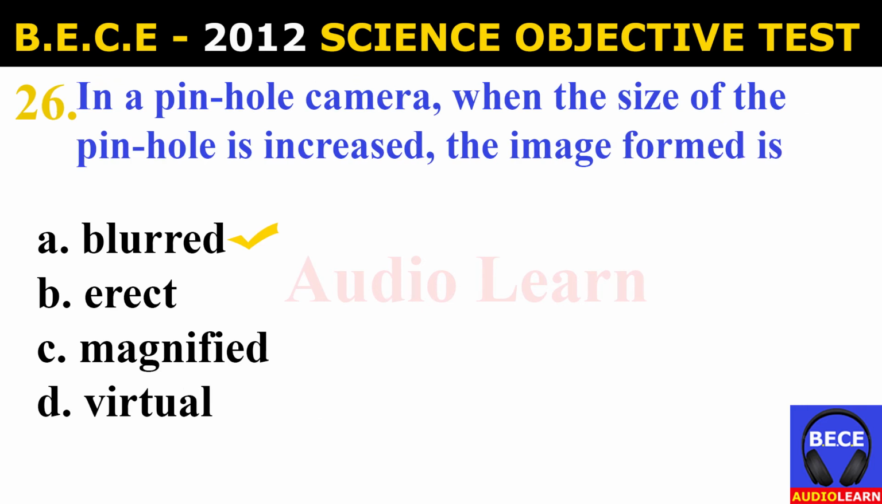Identification. Number 26. In the pinhole camera, when the size of the pinhole is increased, the image formed is A. Blurred. B. Erect. C. Magnified. D. Virtual. And the answer is A. Blurred. In the pinhole camera, when the size of the pinhole is increased, the image formed is blurred.